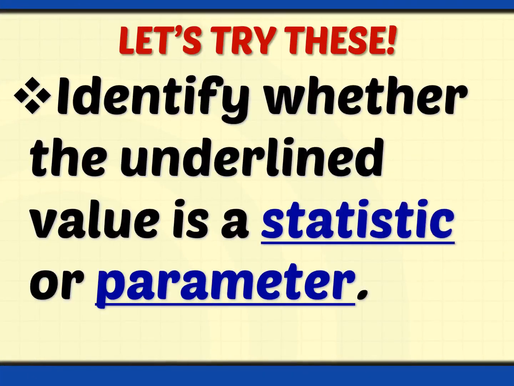Okay, in the succeeding examples, we're going to identify whether the underlying value describes a statistic or parameter. So remember that census, population, and parameter are interrelated. Same with survey, sample, and statistic. Okay? So, if the situation is a population, the computed value is a parameter. If the situation describes a sample, the computed value is a statistic.